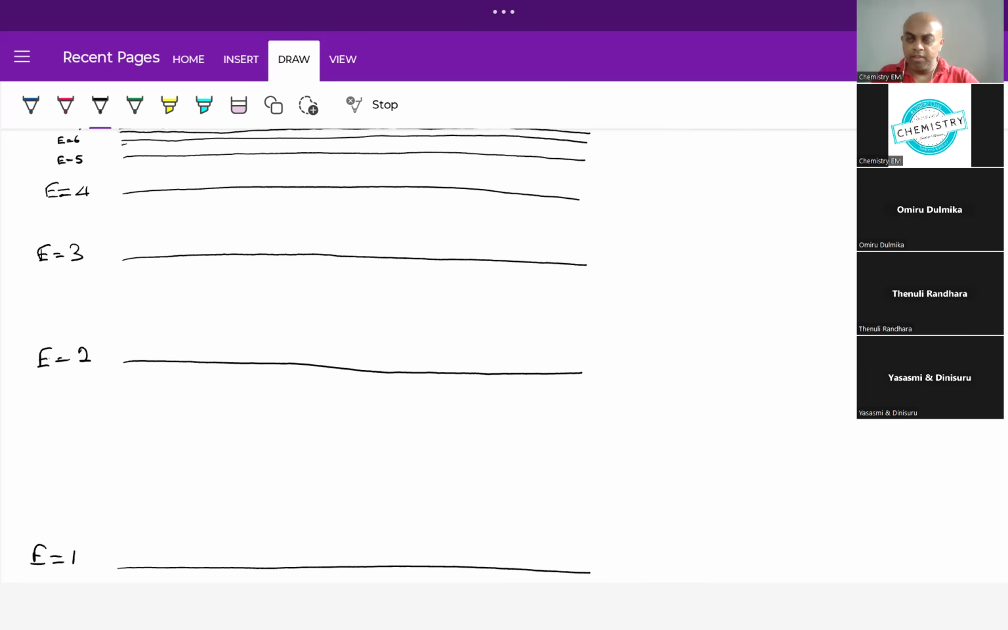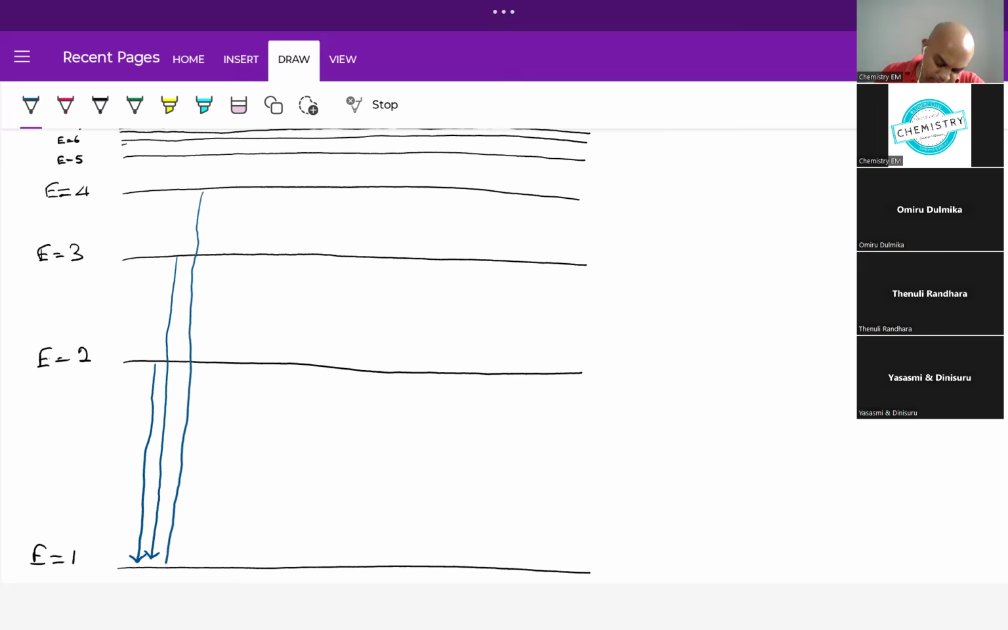Now there will be some electrons moving from high energy levels to E1 directly. That electron can be coming to E1 from high energy levels. From E2 to E1, it may be coming back. E3 to E1, E4 to E1, and E5 to E1, it is coming back. So likewise, from high energy levels to low energy levels, it is coming back.